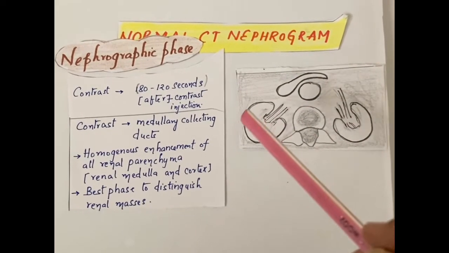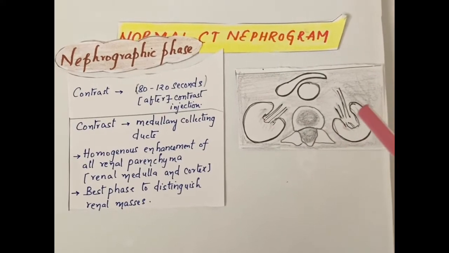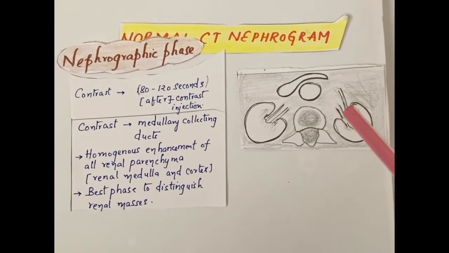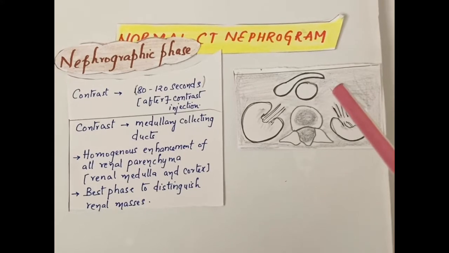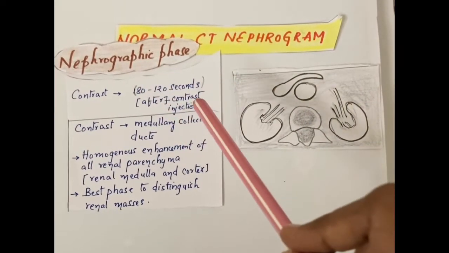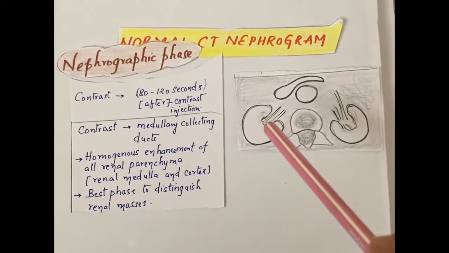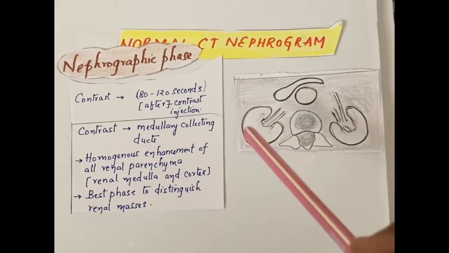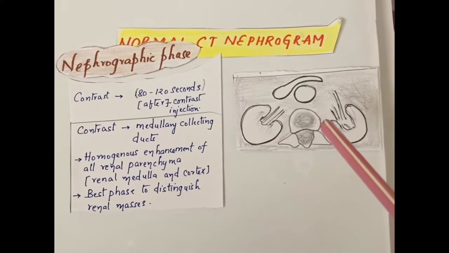Here there is homogeneous enhancement of the renal medulla and cortex. This is the phase most important for distinguishing renal masses. That is the nephrographic phase. So 80 to 120 seconds after contrast injection, both the renal medulla and the cortex enhance homogeneously. It's the best phase to distinguish renal masses.